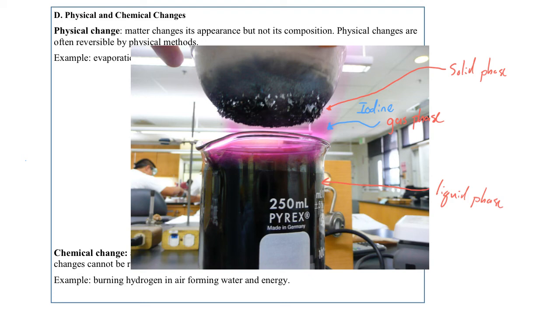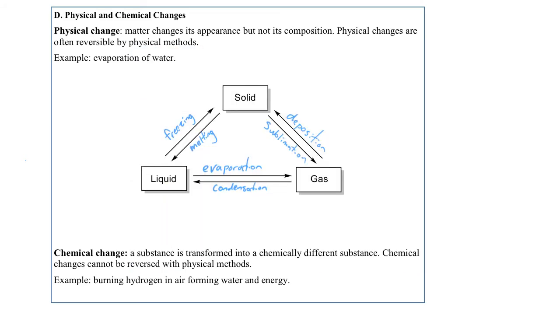Now we still have iodine as crystals and in the liquid phase down below. It's all still the same compound, and we can reverse all of these changes. So for example, the iodine crystals can be collected, melted, and then sublimed again. That's why we describe these changes as physical rather than chemical.